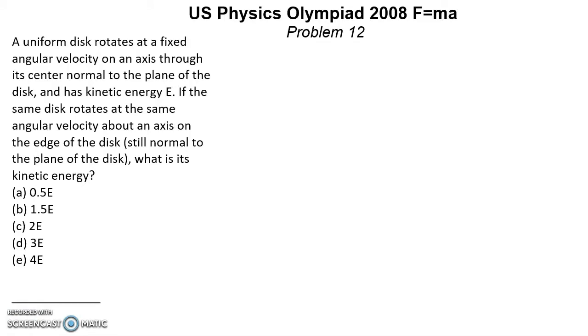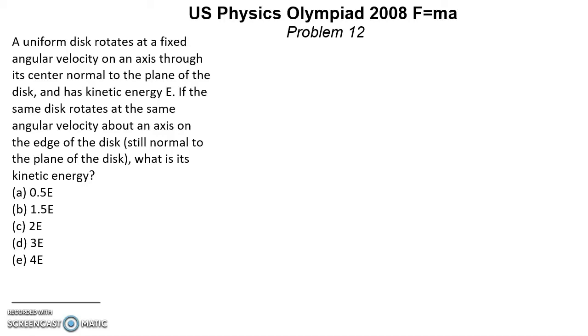Problem number 12. A uniform disk rotates at a fixed angular velocity on an axis through its center, normal to the plane of the disk, and has kinetic energy E. If the same disk rotates at the same angular velocity about an axis on the edge of the disk, still normal to the plane of the disk, what is its kinetic energy?